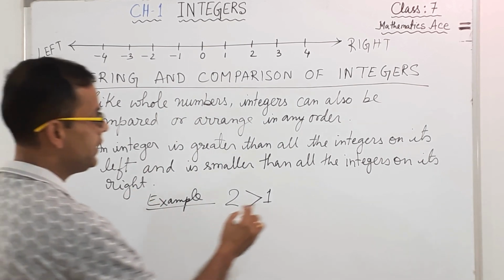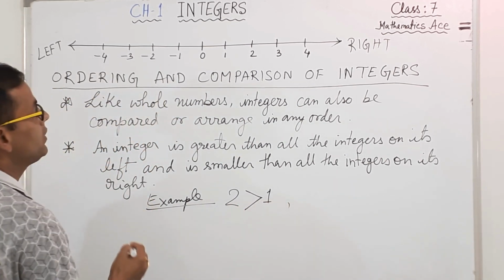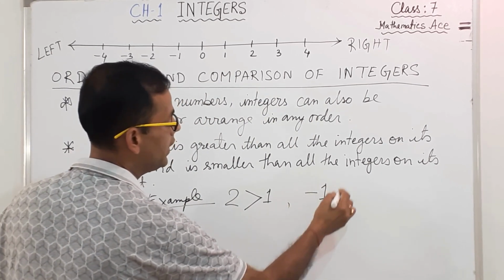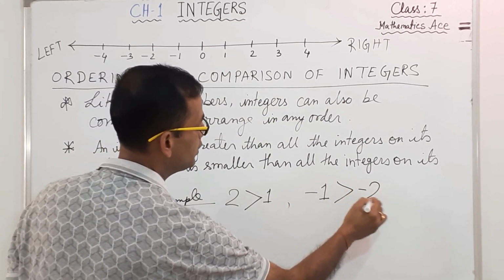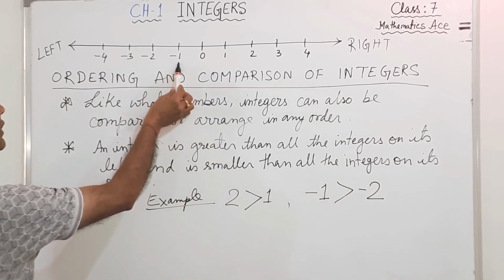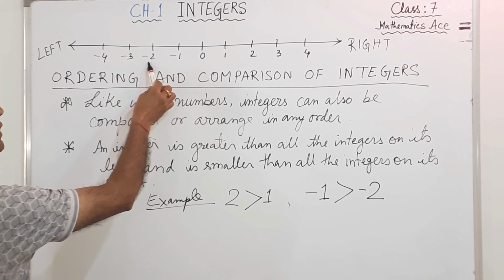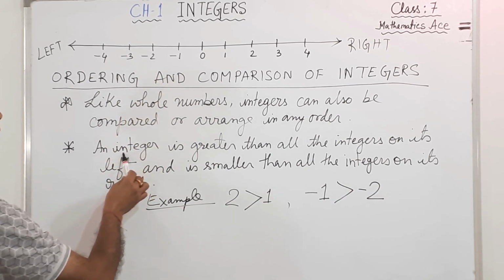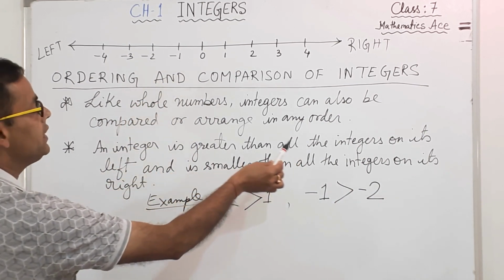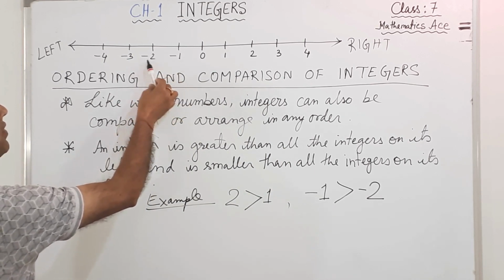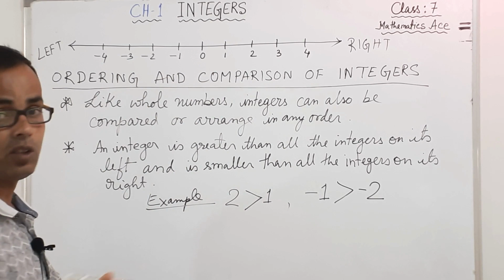Another example. Suppose I take minus 1, which is greater than minus 2. See, minus 2 is on the left side of minus 1. So minus 1 is greater than minus 2. Why? Because an integer is greater than all the integers on its left. So for minus 1, the left side is minus 2, so minus 1 is always greater.